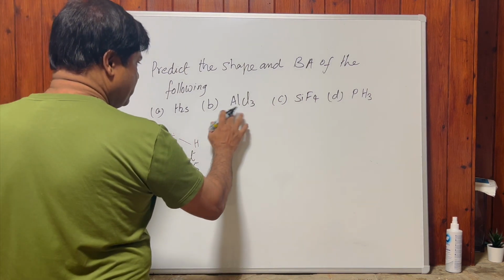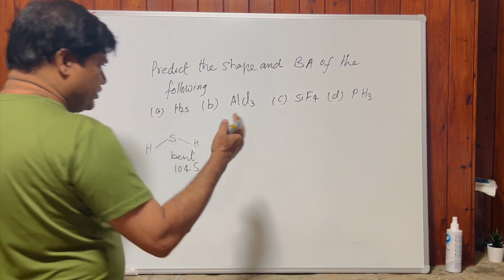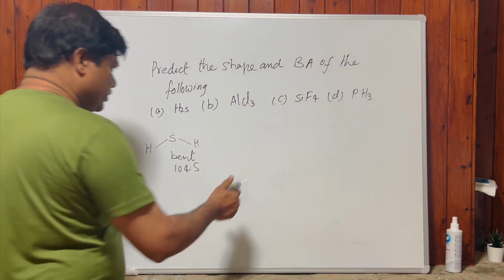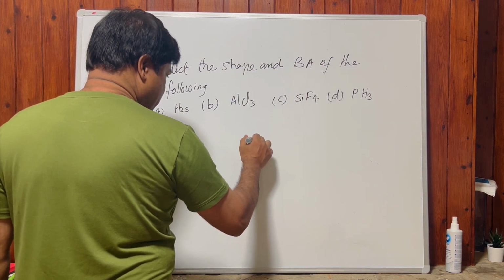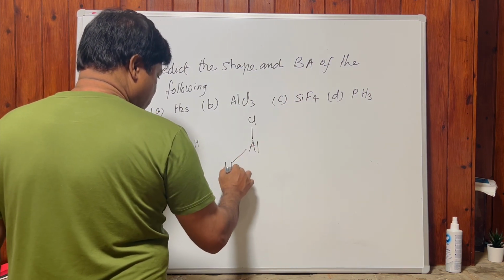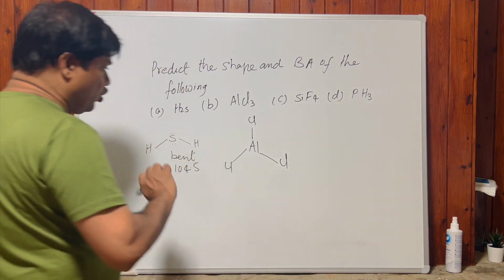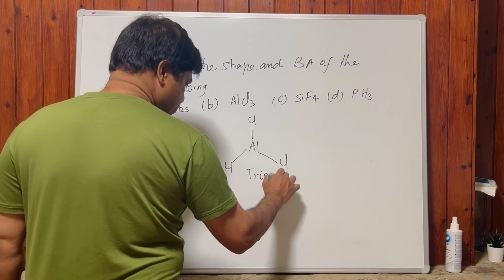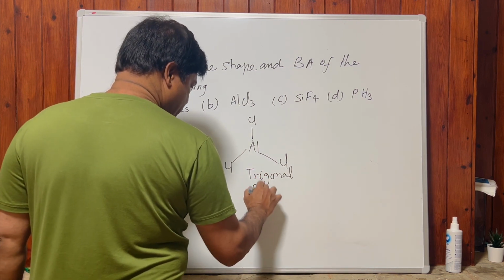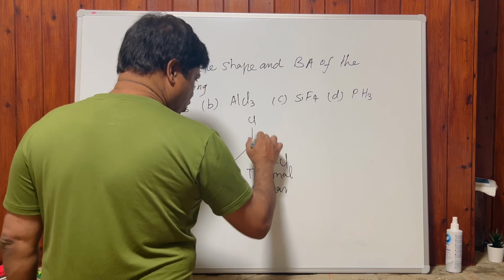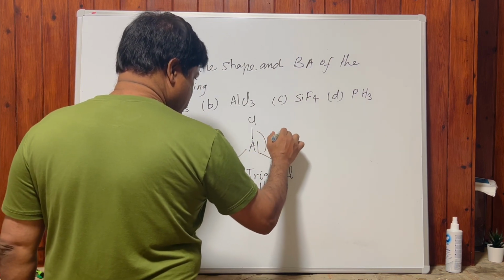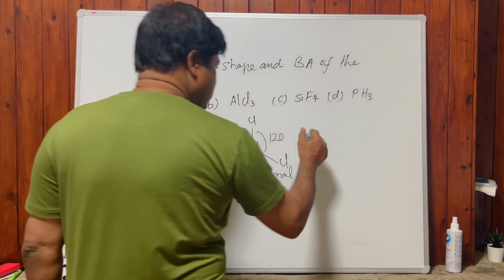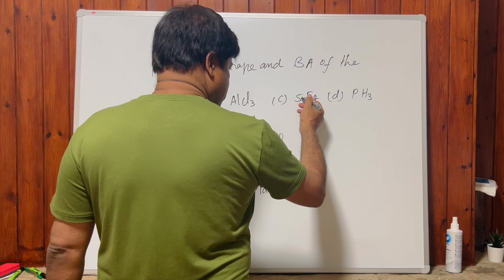AlCl3, aluminium is the central atom. Aluminium has 3 electrons in the outer shell, 3 valence electrons, and it can make 3 bonds. So it has 3 bonded pairs of electrons and no lone pair. Trigonal planar. And what's the bond angle? 120 degrees.